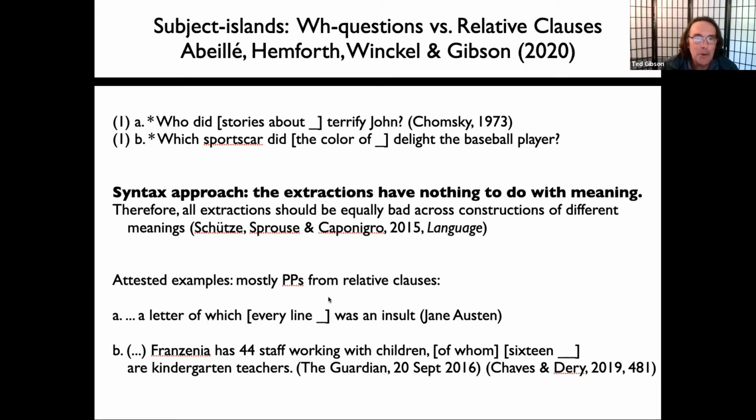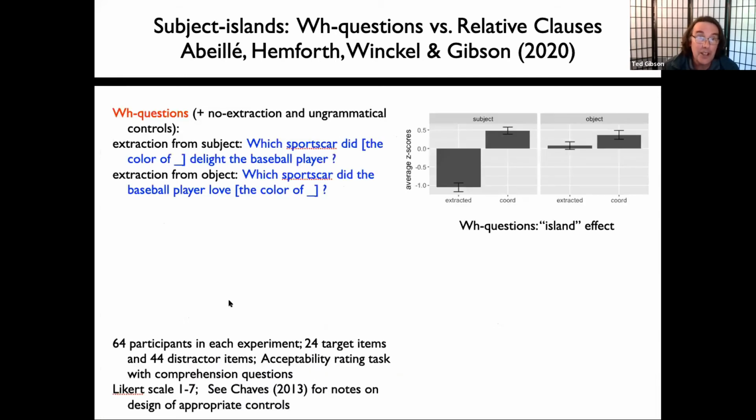of which here is pulling out of a part of a subject in this case. And that should not be possible under the syntactic approach. And it's not only possible, this is Jane Austen generating it. And there are lots of other examples that Anne and my colleagues have been able to find in English and in French. They exist all the time, it turns out.